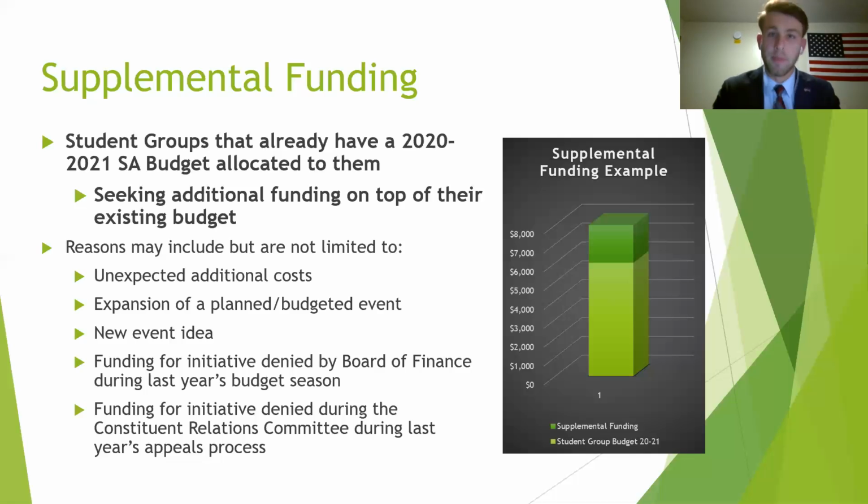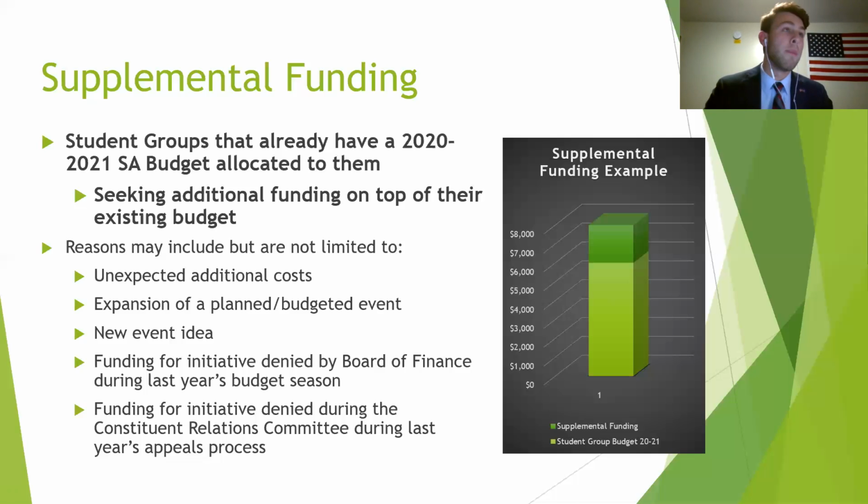Here's another example. A vendor for a venue says, oh yeah, we got you booked for this event. Here you go. You're all good. And then they just pull out at one point and you're like, oh, we have to find a new venue and the venue costs more than what you budgeted for. You come to the Appropriations Committee. Another example is an expansion of a planned or already budgeted event.